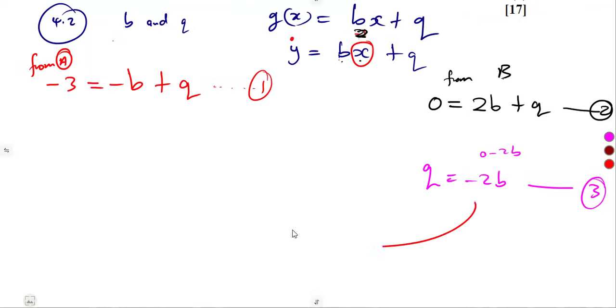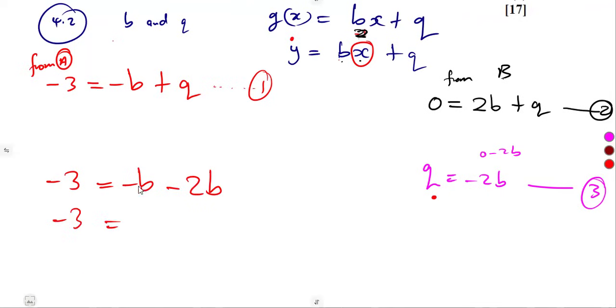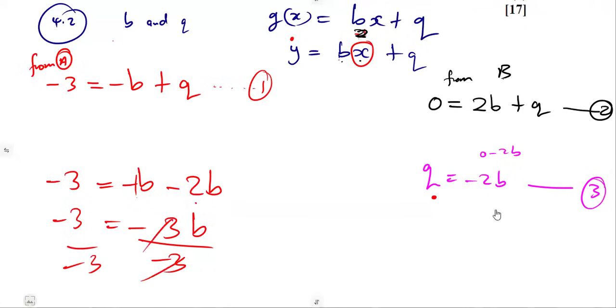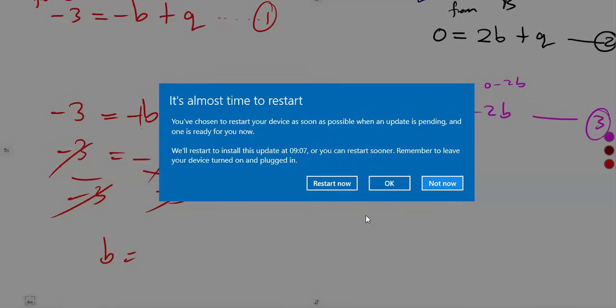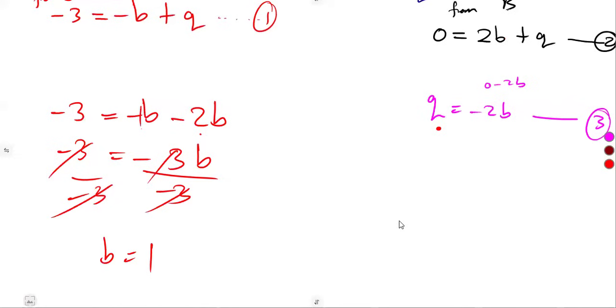Then I substitute equation 3 into equation 1 in place of Q. So that's minus 3 is equal to minus B. In place of Q, you substitute this minus 2B. So as we can see, minus 3 is equal to minus 1 minus 2, which is minus 3B. Divide by negative 3, like this. We have got our B there. Negative cancels. Sorry for that. So that was going to give us a positive 1. So this is B, which is a positive 1.